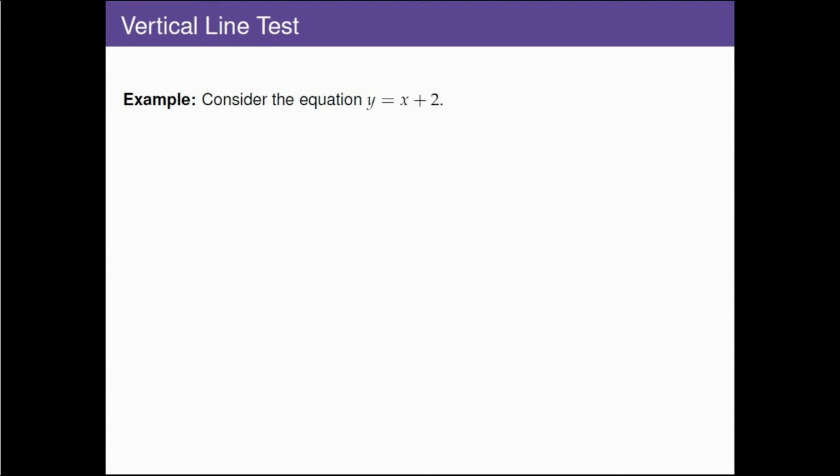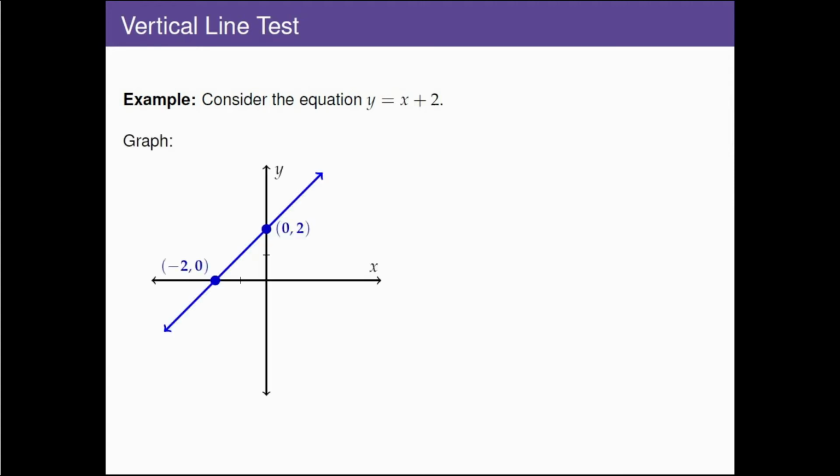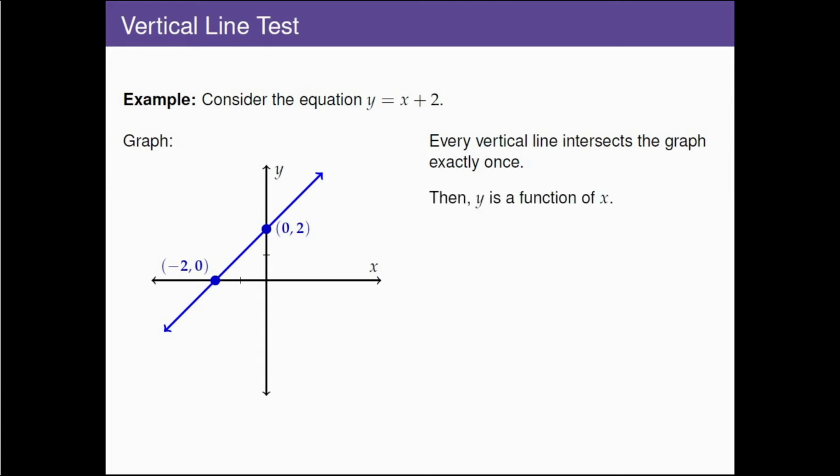We determine whether the graph of the equation y equals x plus 2 defines y as a function of x. We already have graphed this earlier. If we think of any vertical line and let it pass through the graph, then it will intersect in exactly one point on the graph. So every vertical line intersects the graph exactly once. So y is a function of x by the vertical line test.